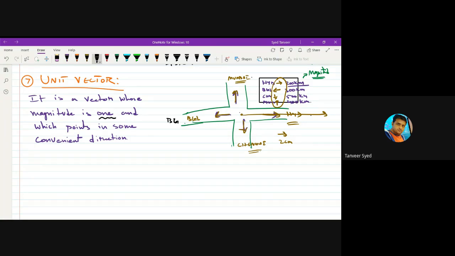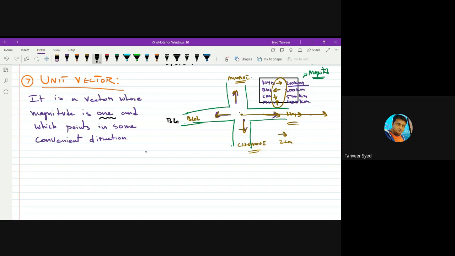That 1 can be 1 meter, that 1 can be 1 meter per second, that 1 can be 1 meter per second square, that 1 can be 1 Newton. It can be any quantity which you are representing, but unit 1. Okay. And what will be the direction of unit vector? It shows our convenient direction, or the direction which is required. This is one general example.